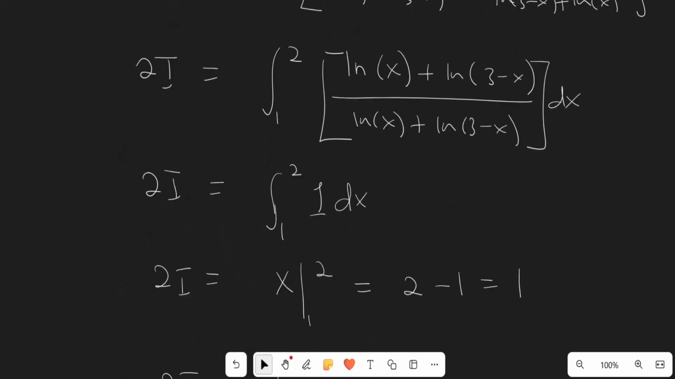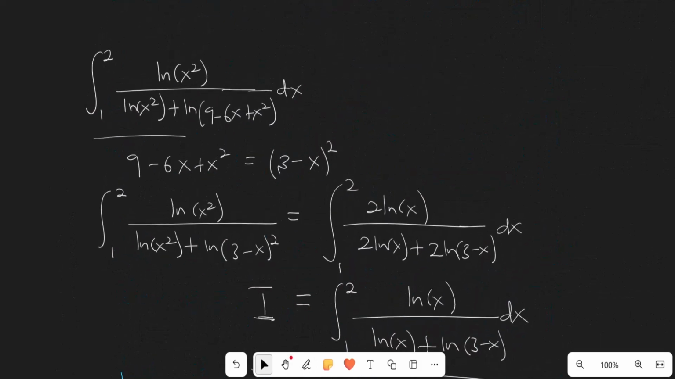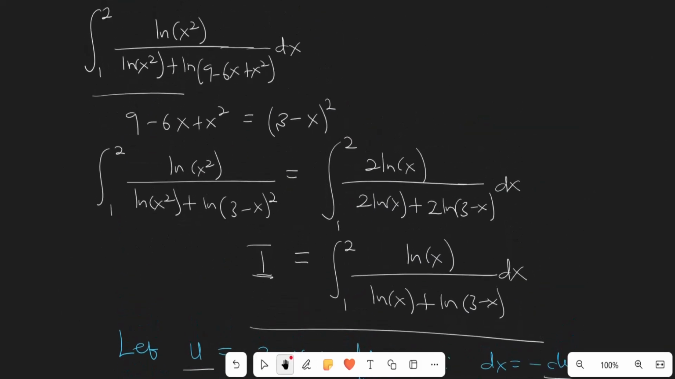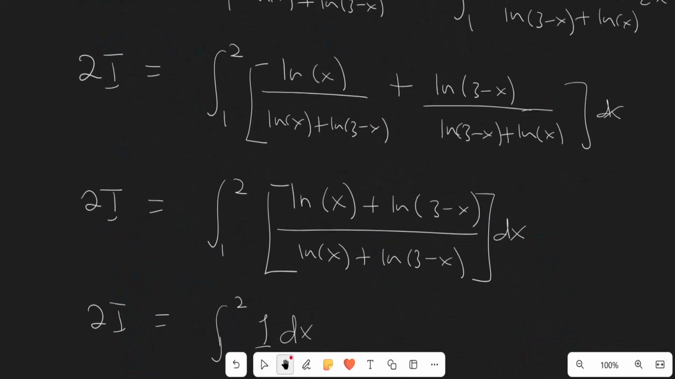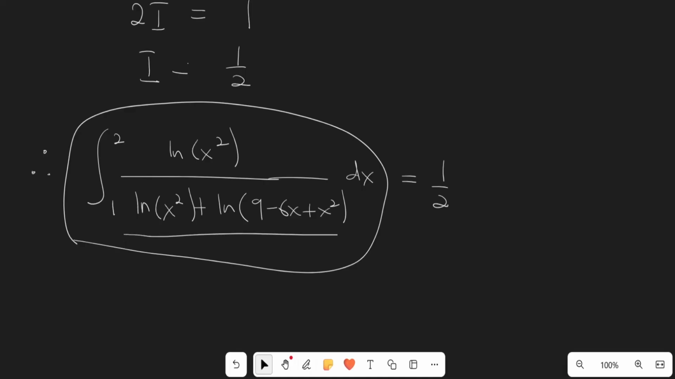Let me check and see whether that's right. 9 minus 6x plus x squared. Yes, 9 minus 6x plus x squared. So that is the value of our integral. This integral from 1 to 2 of this function evaluates to just half.